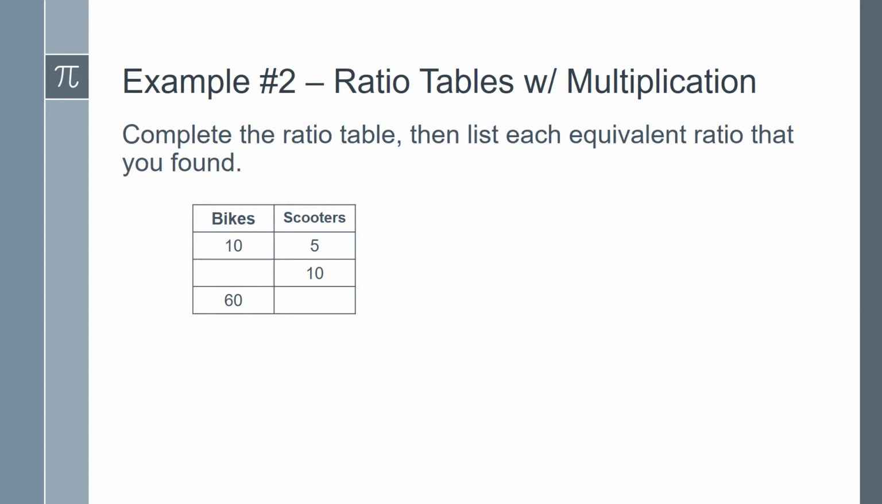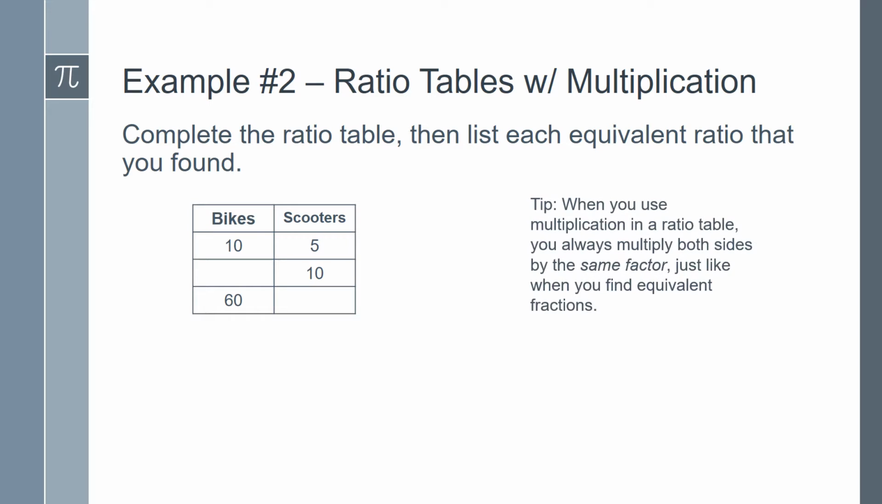Example number 2. Solving ratio tables using multiplication. We will need to complete the ratio table and then list each equivalent ratio that we found. This time we are comparing 10 bikes to 5 scooters. When we use multiplication in a ratio table, we always multiply both sides by the same factor, just as we would when we find equivalent fractions.